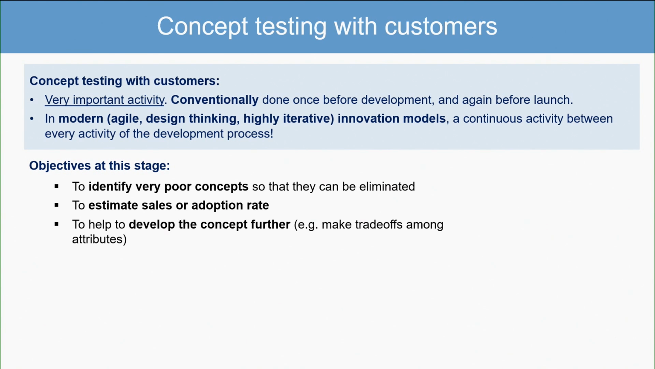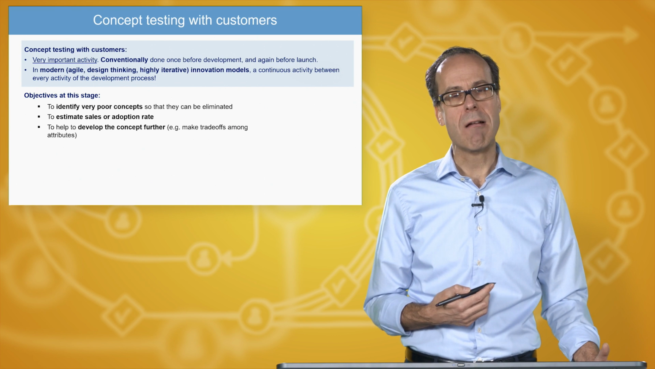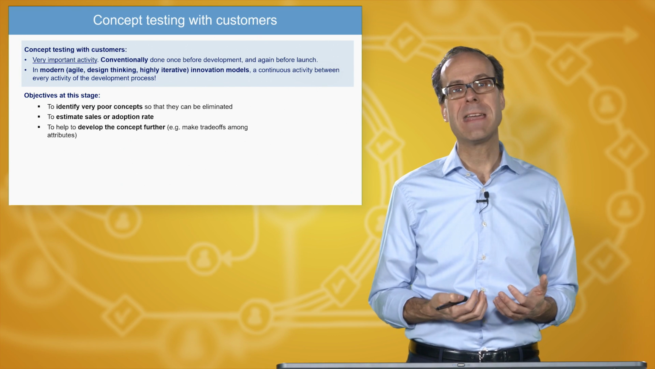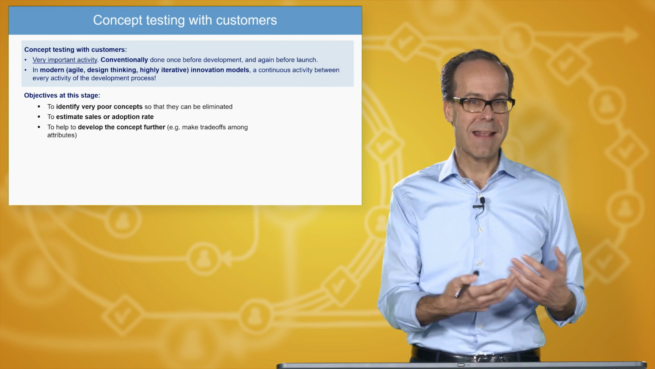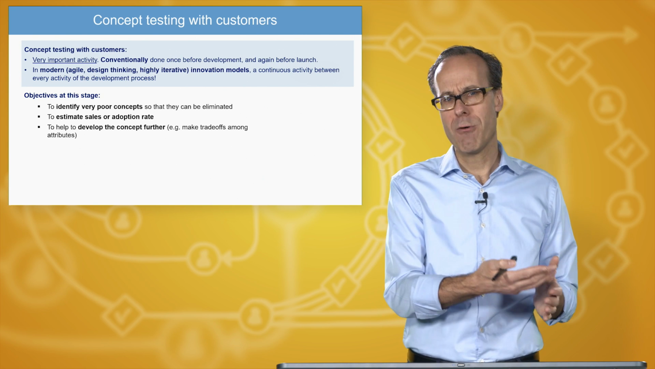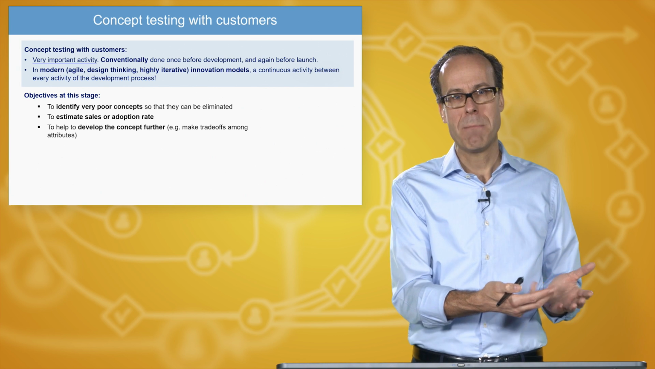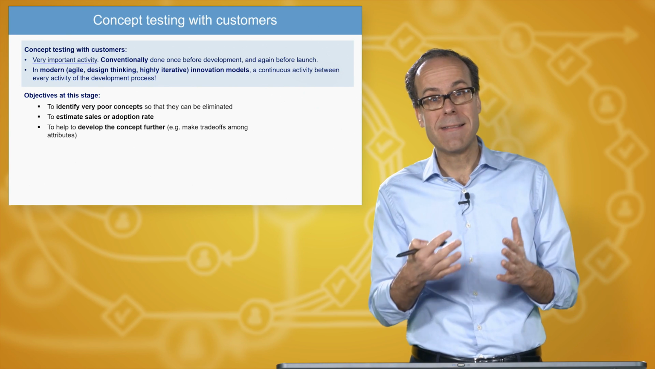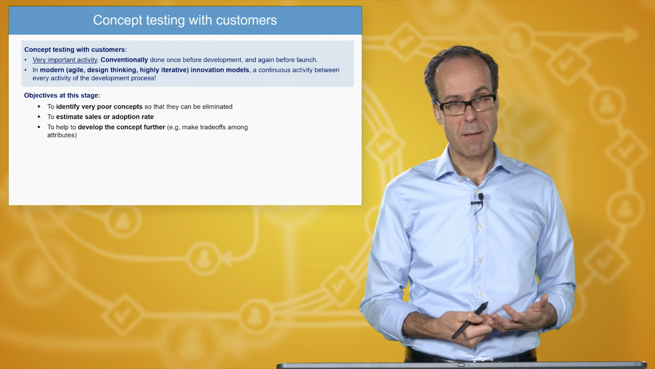So the idea here is really to identify poor concepts that can be eliminated, but also to really estimate sales or adoption rates already for some business case calculation. And as said earlier, often the feedback we get is not just a yes or no decision, but a yes, but. Oh, it looks pretty good, what the customer said, but there's still a but, so really let's iterate this concept again.